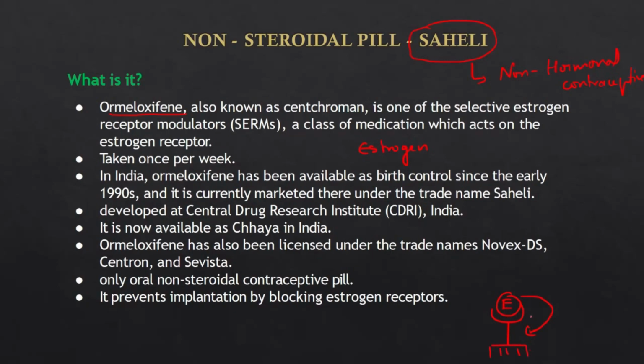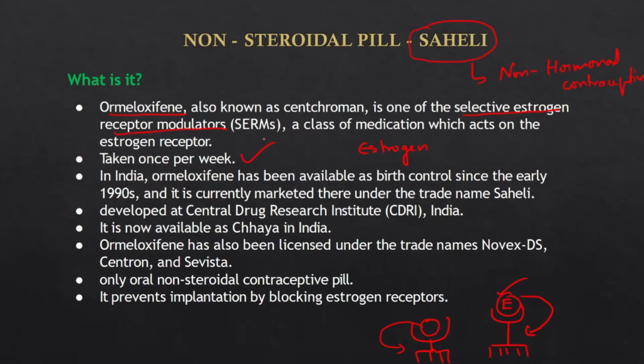But here, instead of estrogen, our drug, ormeloxifene or centchroman, will bind here. So that estrogen cannot bind it, but it will show certain activities where estrogen has to show. So remember, it will just modify the estrogen receptors by binding to that. This drug is taken once per week. Remember, it is a selective estrogen receptor modulator.